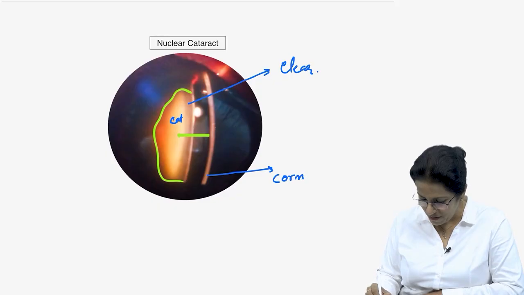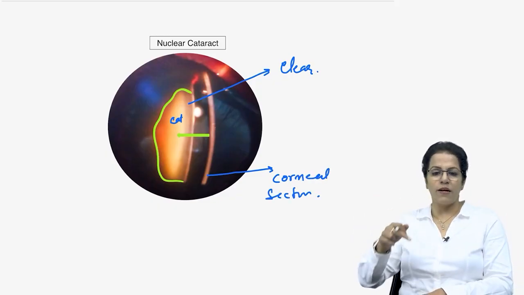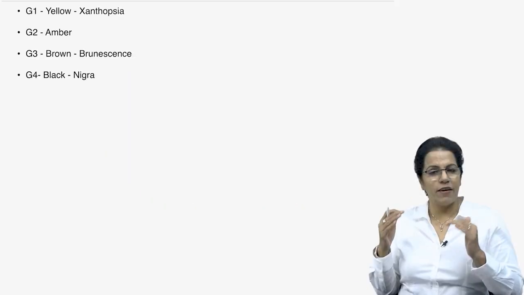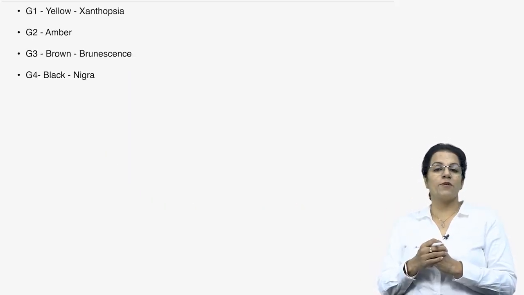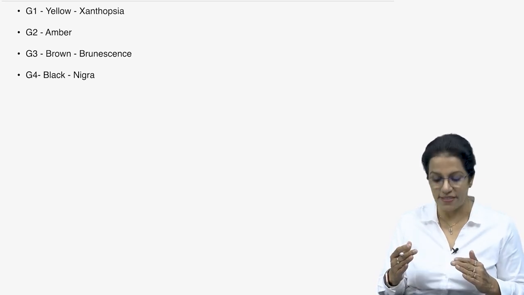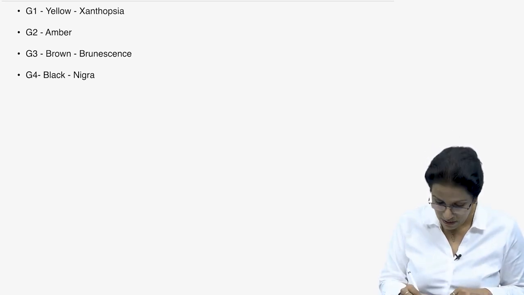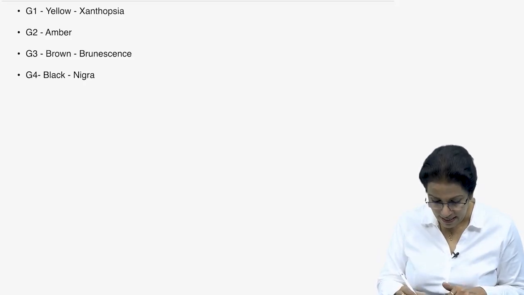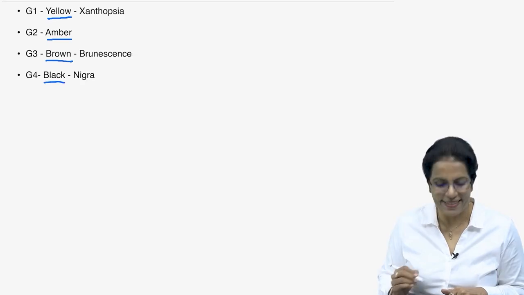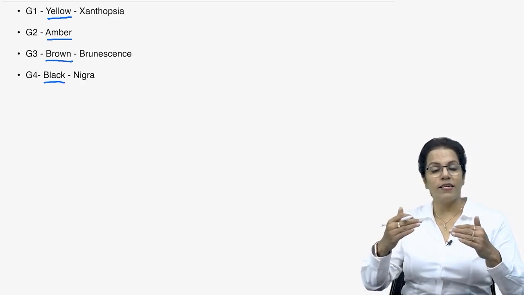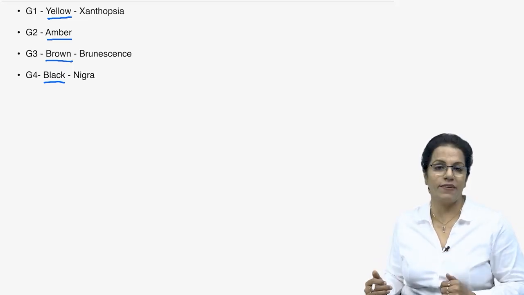I hope this is not a confusion. And what is totally outlined is the whole lens. If you look at this, of course, we talked about pigments, and because of that there is different color. It is the color grading, which can be yellow, amber, brown or black. According to how dark it becomes, we have graded.